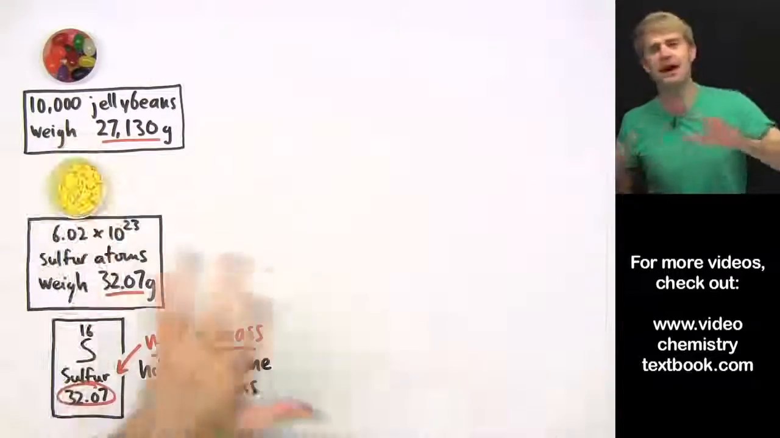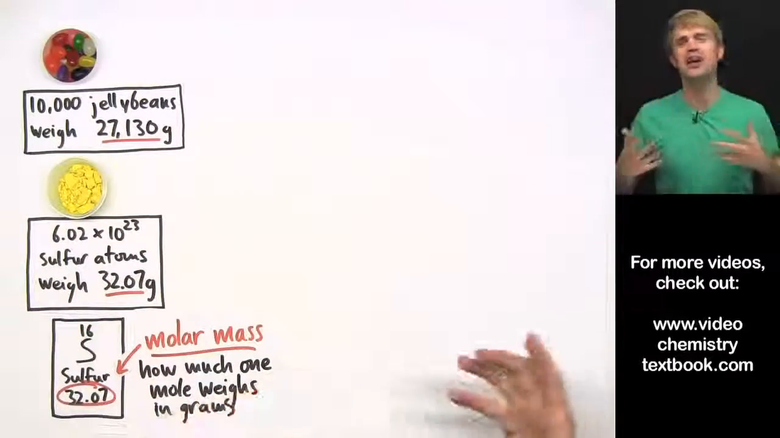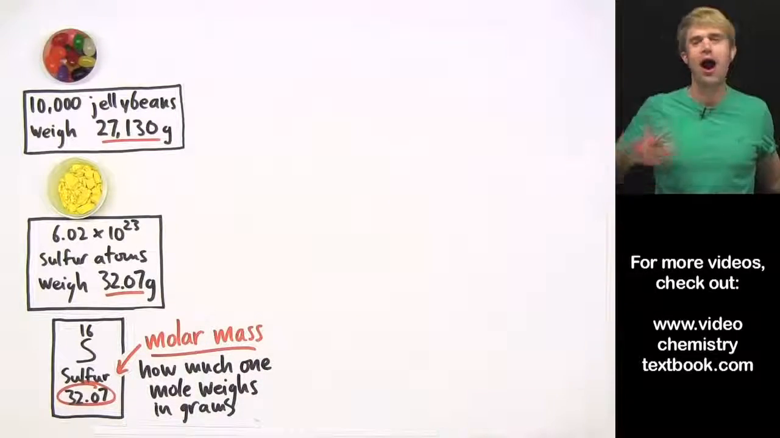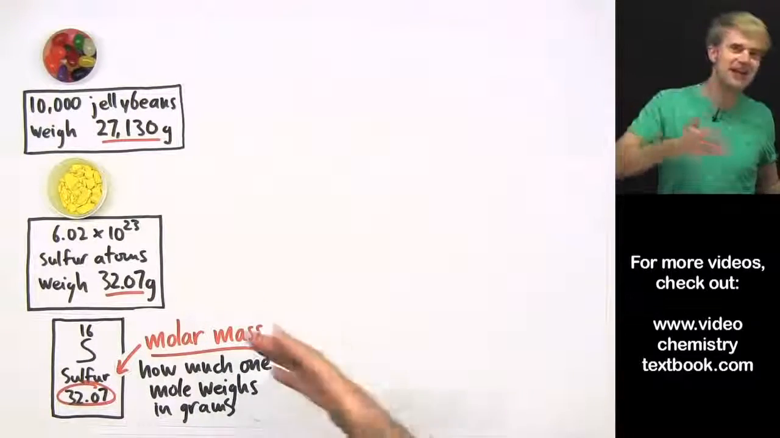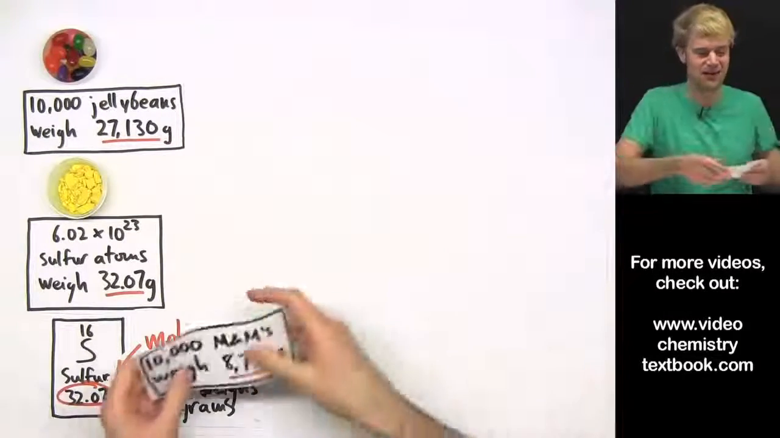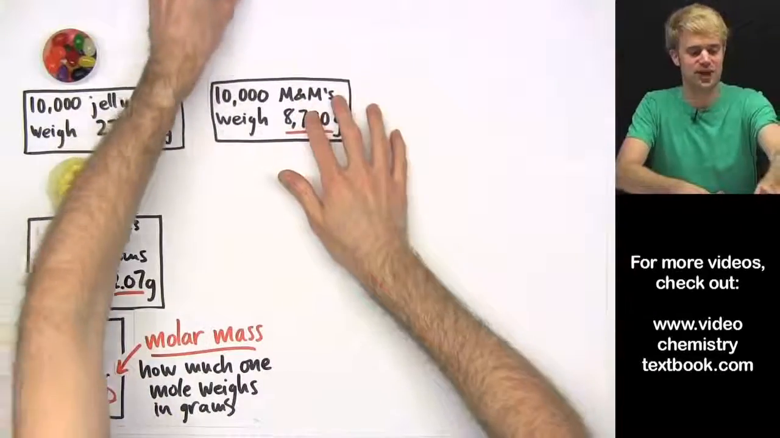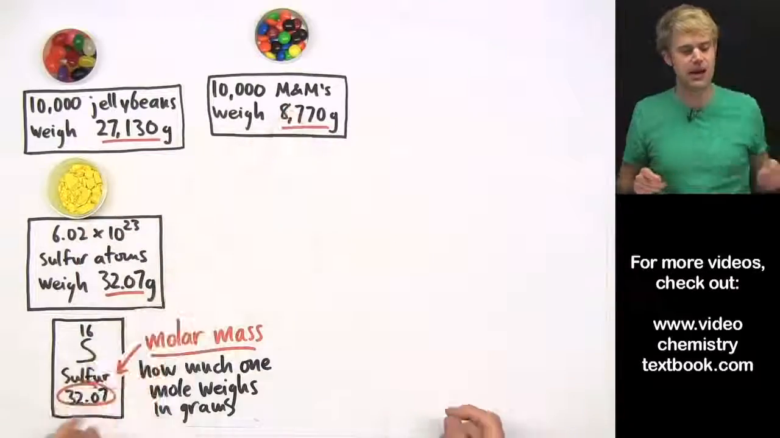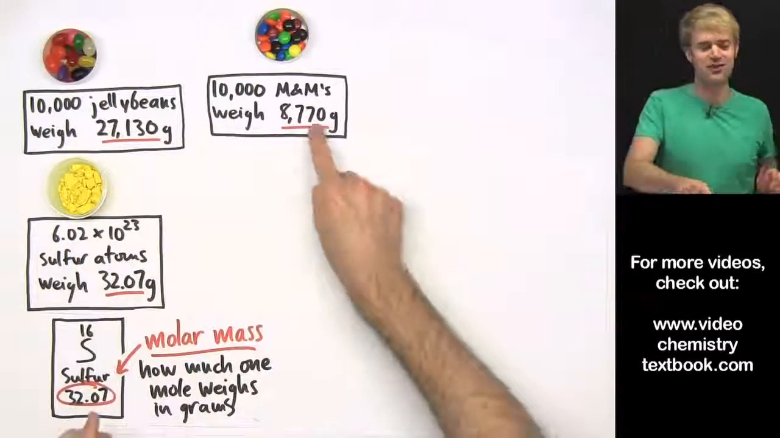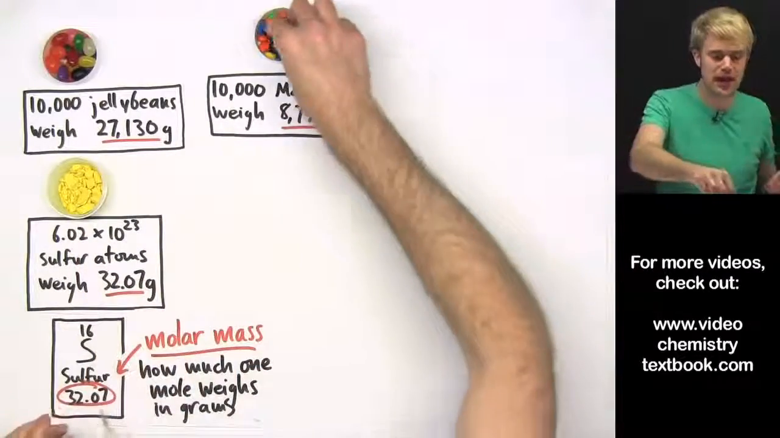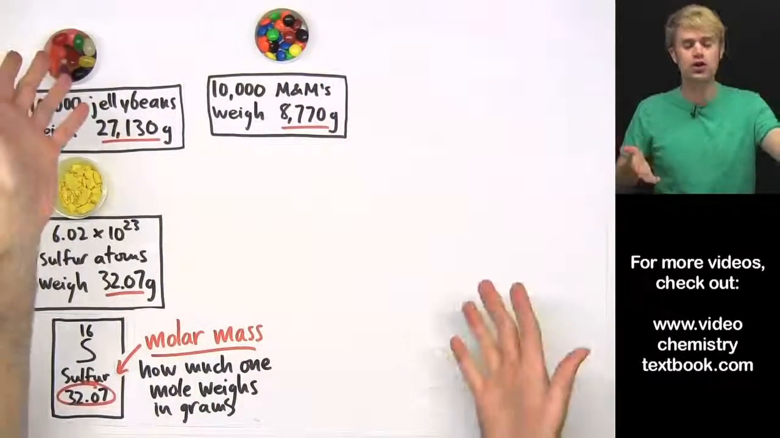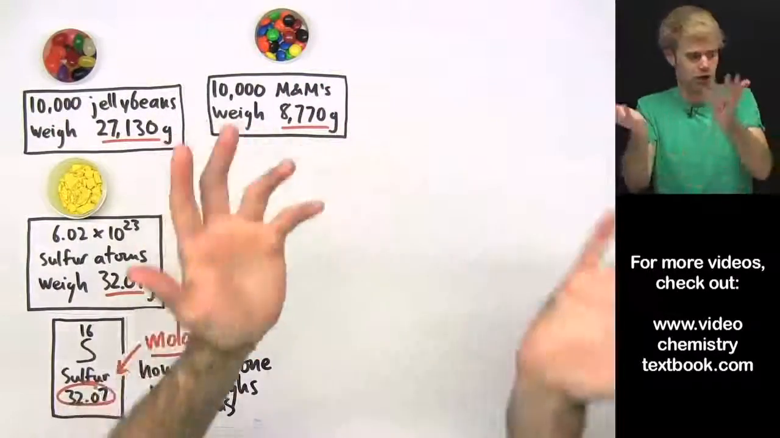Now, let's go back to the candy factory. Imagine that I get all kinds of orders for all sorts of different candies. I can figure out what 10,000 of many different types of candies weigh. So, for example, maybe I have to do M&Ms one day, and I can find out that 10,000 M&Ms weigh 8,770 grams. They weigh less because one M&M is much lighter than one jelly bean. So 10,000 of them are going to weigh less.